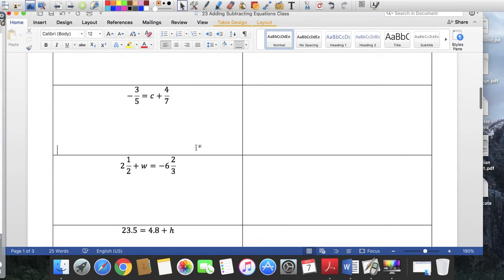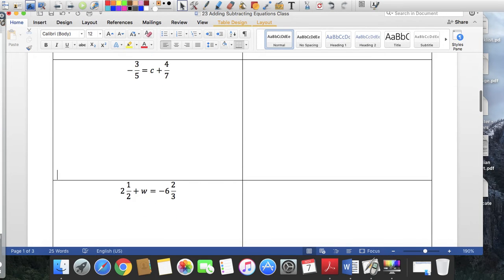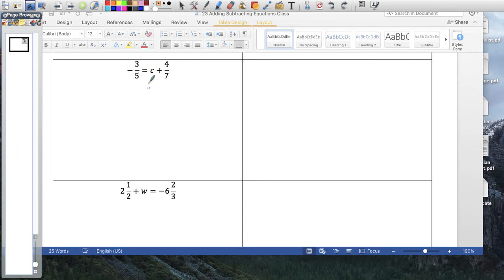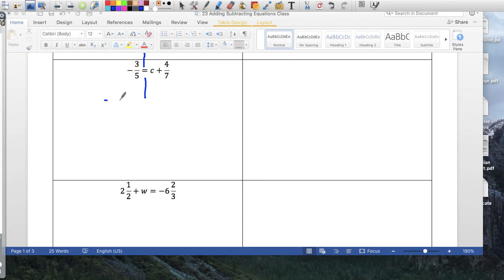Now we're dealing with fractions as well. So here we have the left side. Once c equals something, this guy has to go. So we're going to do minus 4 over 7, because the inverse of addition is subtraction, and minus 4 over 7 over here. This becomes 0, so c comes down. And over here, I have negative 3/5 minus 4 over 7.